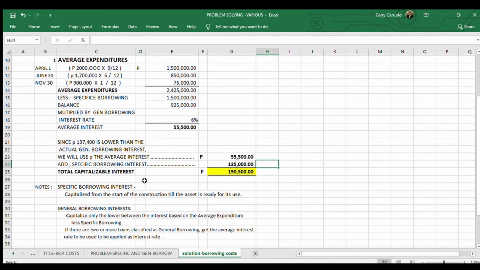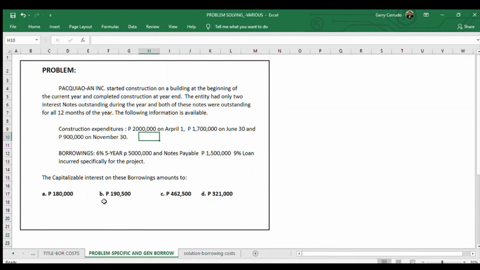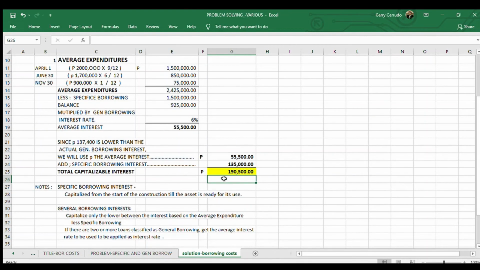So, ito ang capitalizable interest. 190,500. Now, let's see kung nasan siya. So, ayun. 190,500. So, ito ang naging sagot. Letter B. Letter B siya. So, ito ay letter B. Okay.